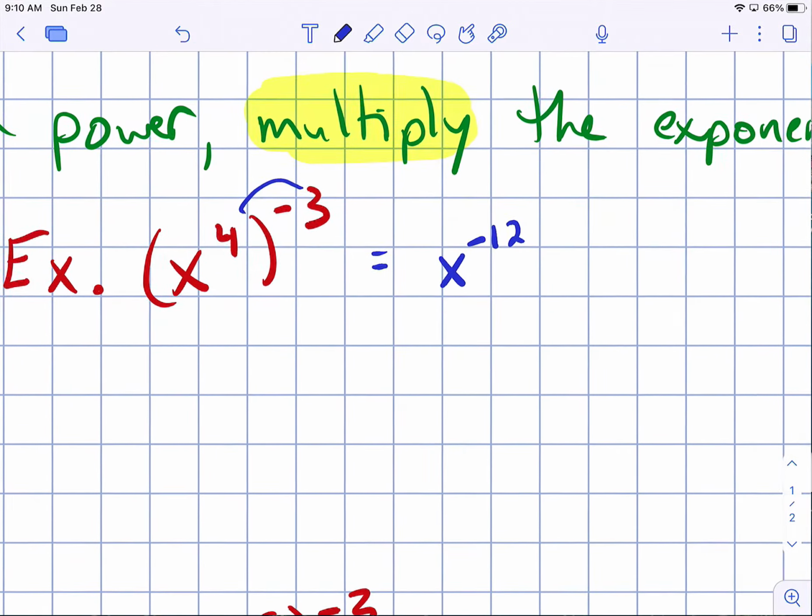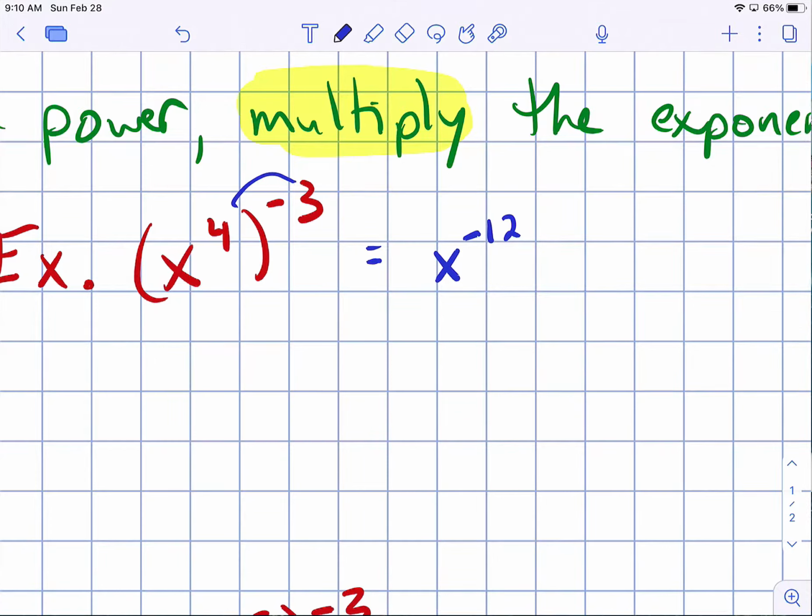It should say in the directions to simplify your answers or make sure you write your answers with only positive exponents. So if you were to do this on MathXL and you typed in x to the negative 12th and checked it, I don't know if it would necessarily tell you that you were wrong, but it might tell you that you're not finished or it needs to be simplified.